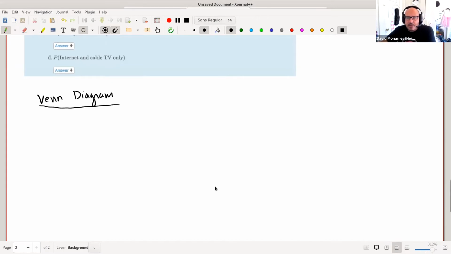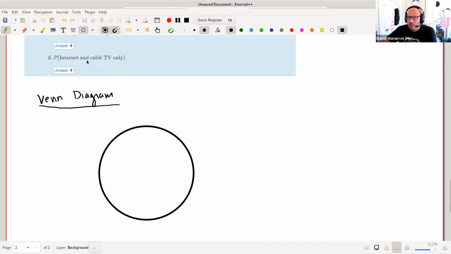Basically what a Venn diagram is going to do is keep track of all of the combinations of these 3 different things. The way it's going to do this is that we start off with one circle for one of the services. In this case, let this be the telephone. Why am I still drawing circles? Stop it. Telephone.